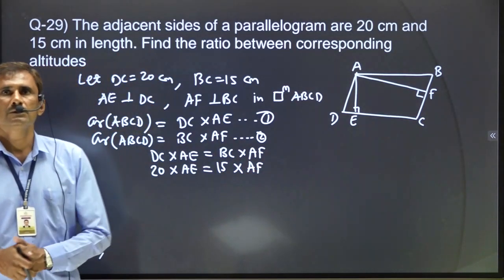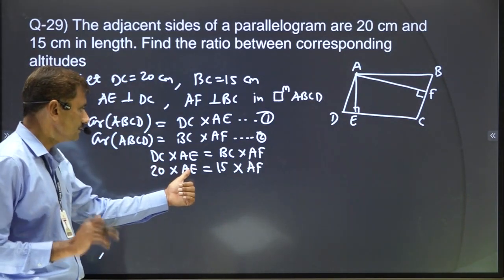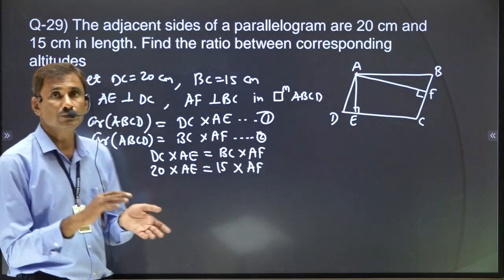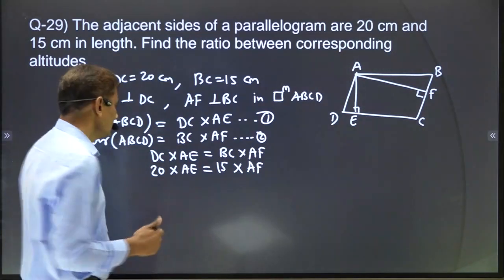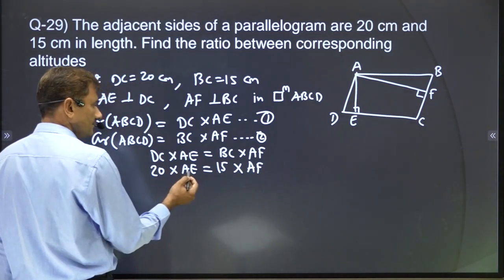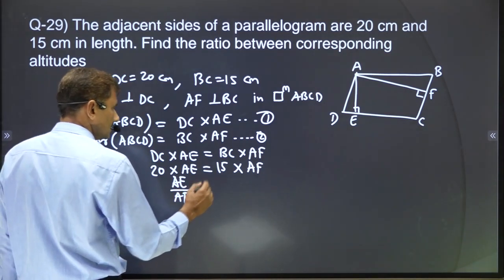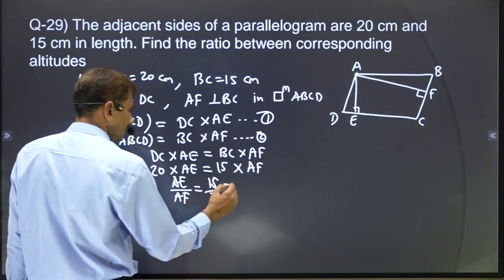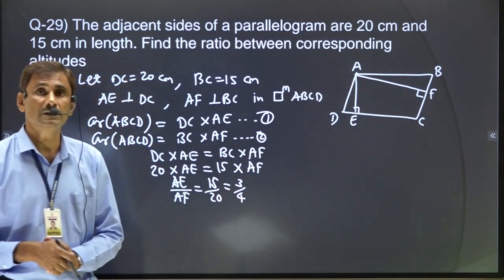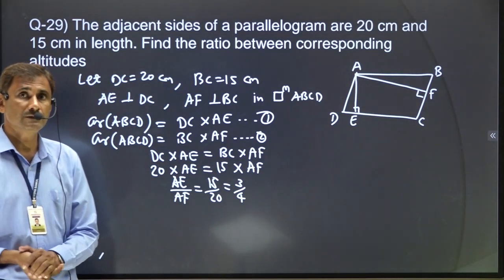Now what do they ask? They ask the ratio of corresponding altitudes. Corresponding altitude means first one is 20, so 20's altitude should be first. In ratio, sequence is important. 3 is to 2 and 2 is to 3 are different ratios. So 20 is given, so we have to take AE first and then AF. So obviously 15 by 20 means 3 by 4. So at last you can write, therefore the ratio of their corresponding altitudes is 3 is to 4.